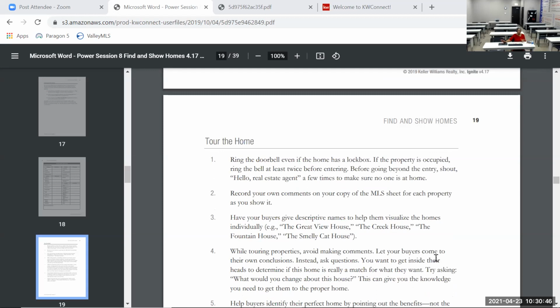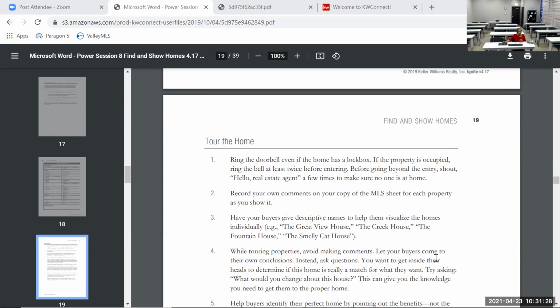You want to ring the doorbell when you get there, even if the home has a lockbox, even if you've gotten confirmation to show the house. When you arrive, ring the doorbell. If the property is occupied, ring the doorbell at least 2 times before you enter. Before going beyond the entry, you want to say, hello, real estate agent here, a few times to make sure no one is at home. You don't want to startle anybody who may have fallen asleep. They may have forgotten that you were supposed to be coming. You don't know what the situation is. They may have gotten sick and couldn't get out of bed and forgot to call to cancel the appointment. So please make sure that you ring the doorbell and announce yourself before you step beyond that doorway.